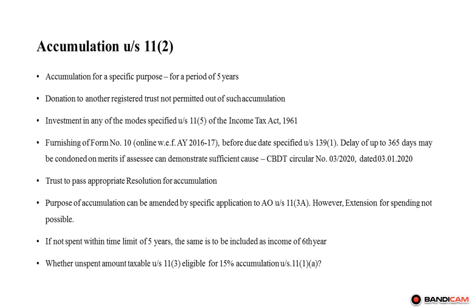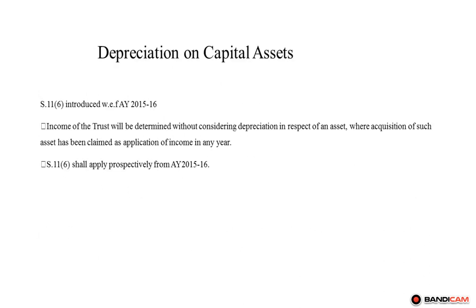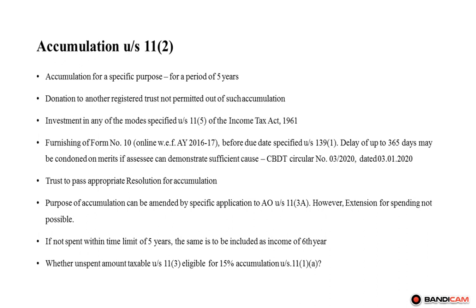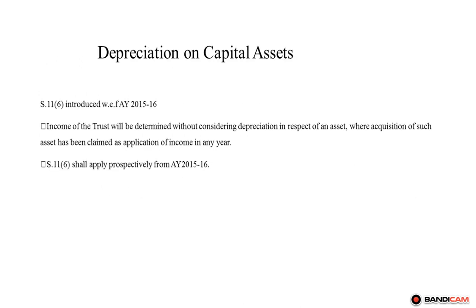Then whether unspent amount taxable under section 11 subsection 3 is eligible for 15% accumulation under section 11 subsection 1a. So accumulation of fund, if not spent, then from the accumulation fund the 15% is kept aside and the remaining balance is taxable.